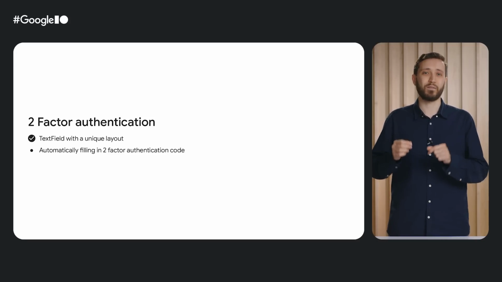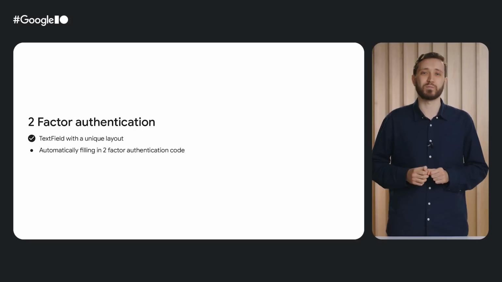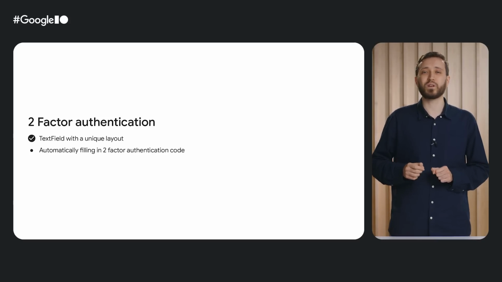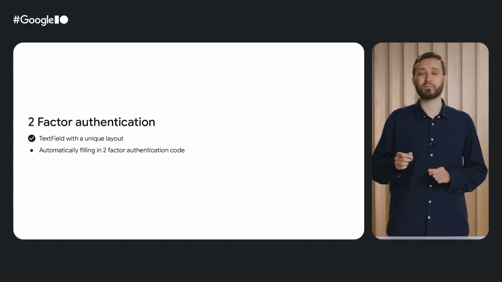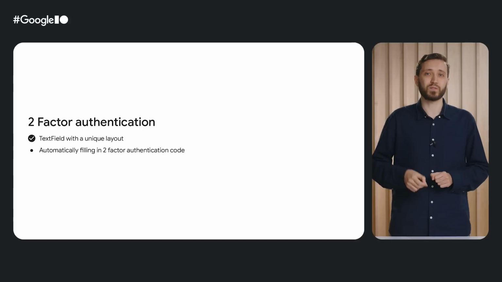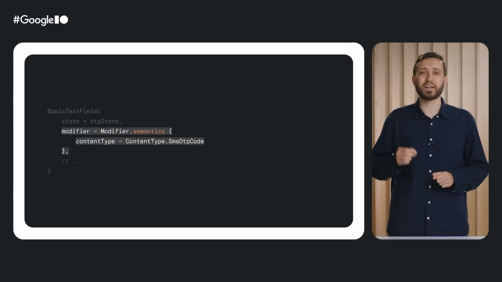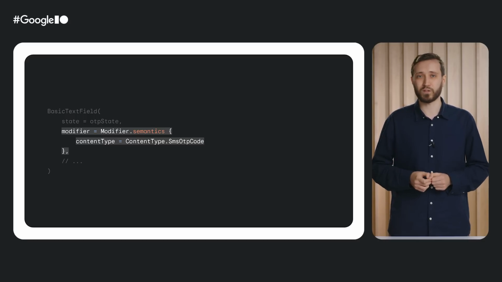We have completed our unique layout. Now, let's add a way to automatically fill in the 2FA code. We can do this through autofill integration. In the login screen, autofill was used to fill information that the user had already saved into their password manager. For two-factor authentication, we can use autofill to fill the OTP code from a text message. Not surprisingly, we are again going to use the semantics modifier and content type parameter. This time, the content type needs to be SMS OTP code.